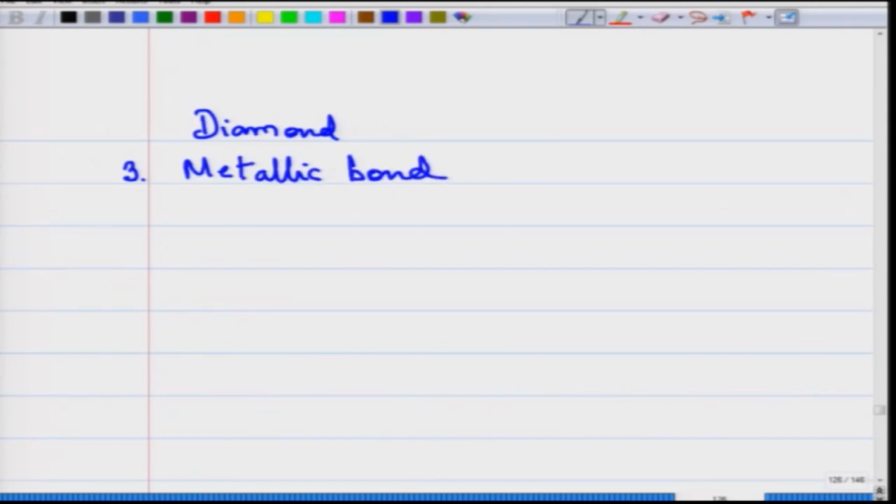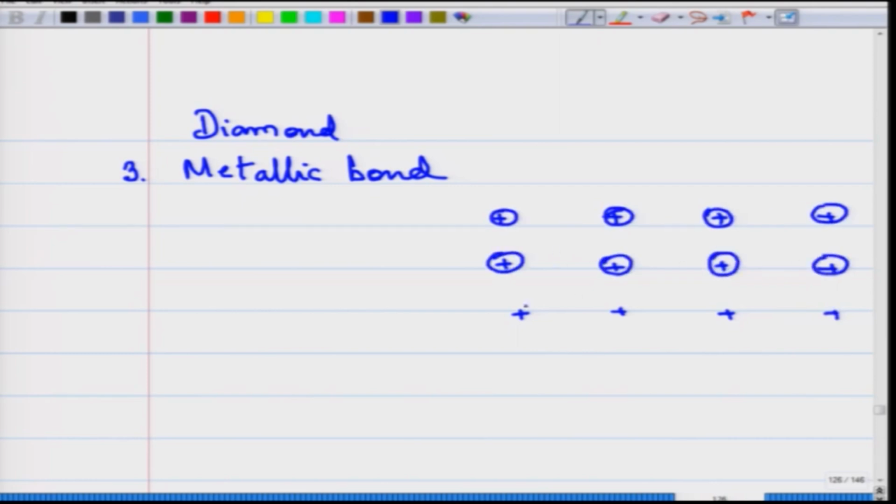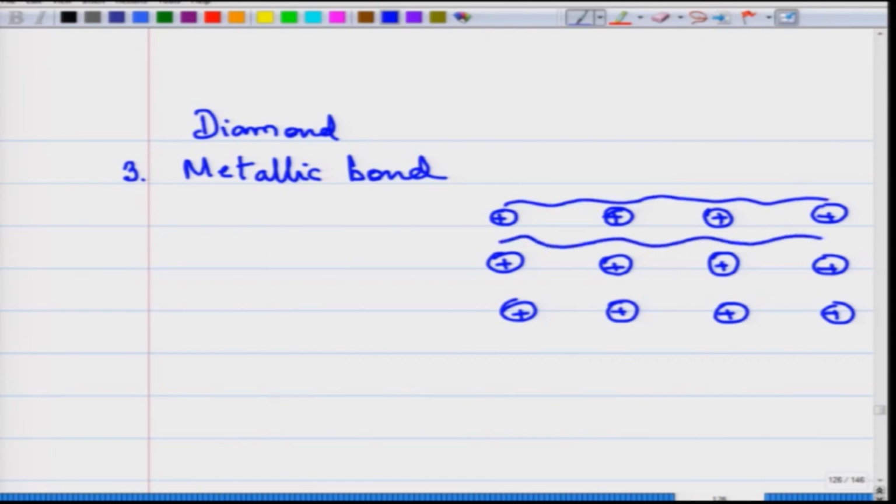In the metallic bond, as I had already told you, a large number of metals form these metallic bonds. You have the ionic cores, and the outermost electrons of these atoms are delocalized. They are delocalized over the entire crystal.